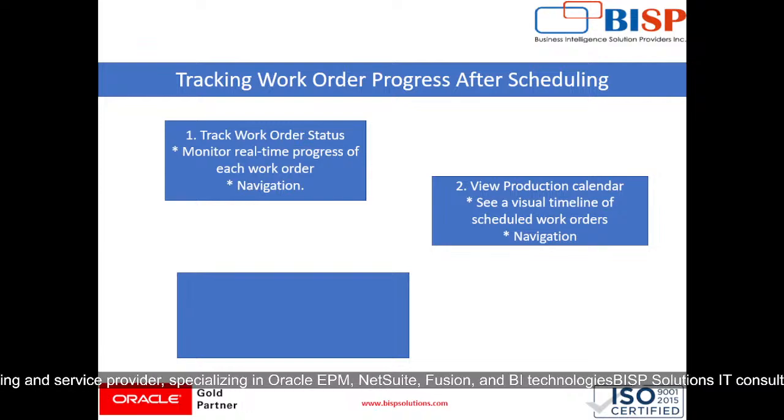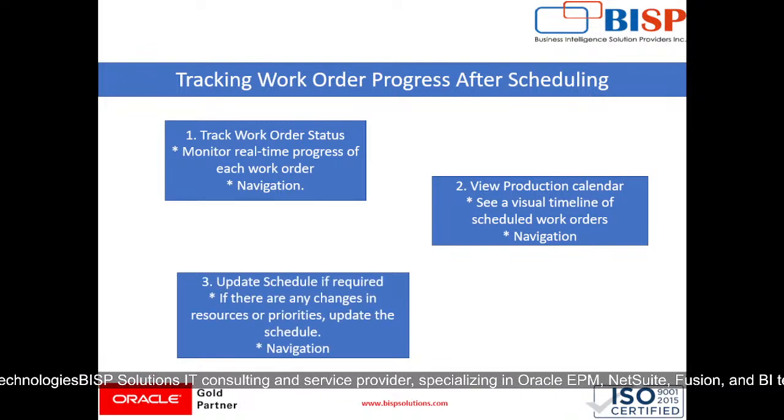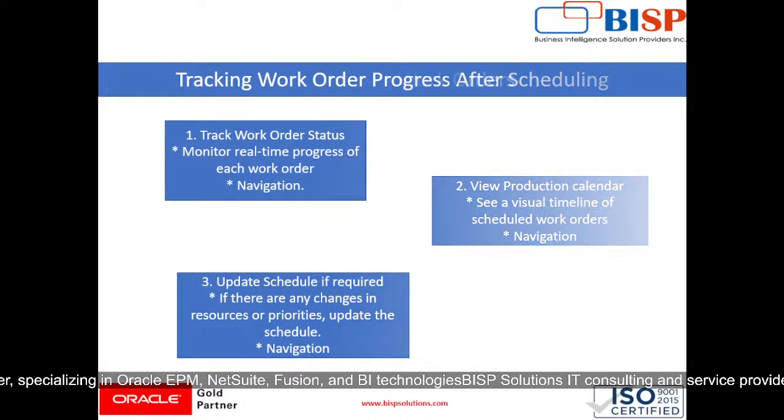After that, we have to view the production calendar, where we will see a visual timeline of scheduled work orders, and the navigation involves Lists. Under the Lists option, we will get Supply Chain. Under Supply Chain, we can click on Work Center Calendar for the same. Then comes updating the schedule if required. If there are any changes in resource or priority, update the schedule, and for navigation, open the work order and adjust dates or operations as needed.